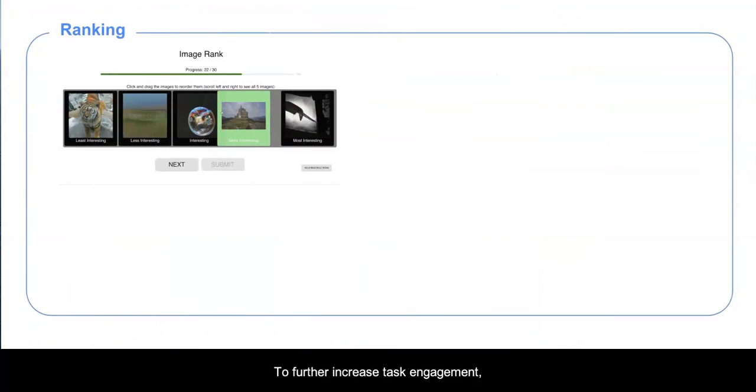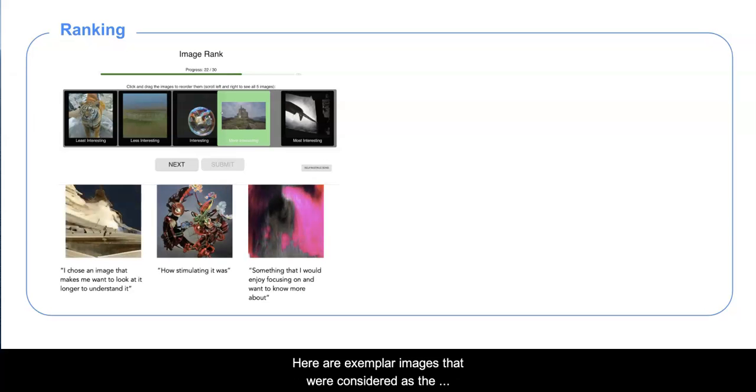To further increase task engagement, we came up with this image ranking experiment. 5 images are shown in a trial, and the participant needs to rank them from least interesting to most interesting. We ask them to provide reasons for their ranking on some randomly selected trials. Here are exemplar images that were considered as the most interesting ones, together with the reasons provided by the participants.